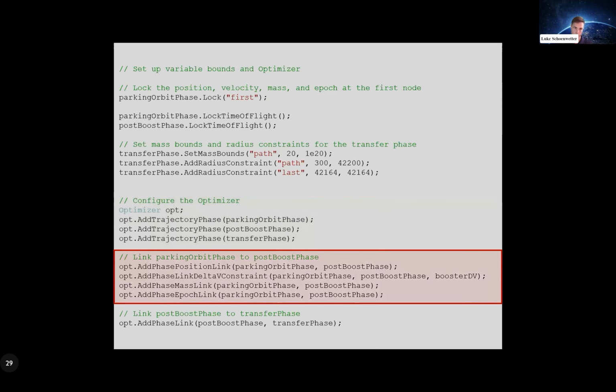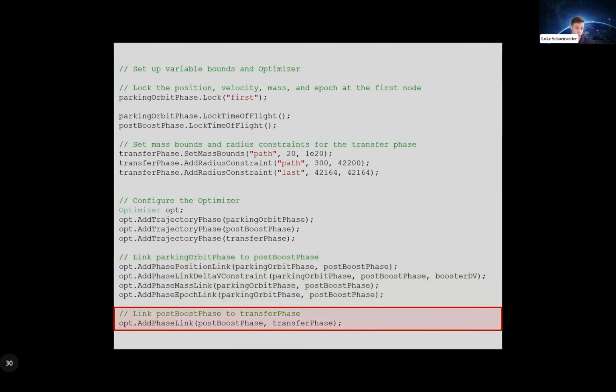Now we're doing all of those links between the parking orbit phase and the post-boost phase. We're using that delta V link constraint to model the impulsive booster delta V. And we're also linking all of the other variables without any delta in them. So that's position, mass, and epoch. And then we'll just link the post-boost phase and the transfer phase straight up, since there's no impulsive delta V there.